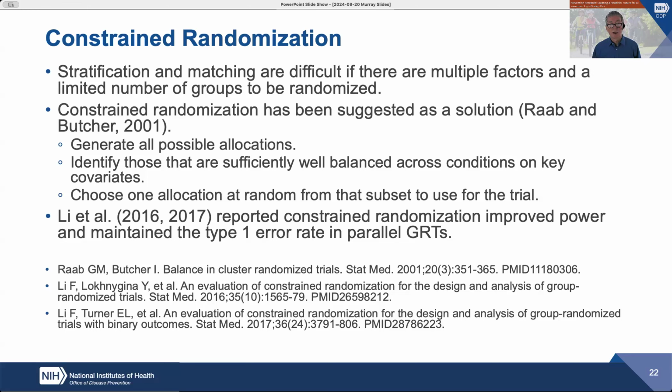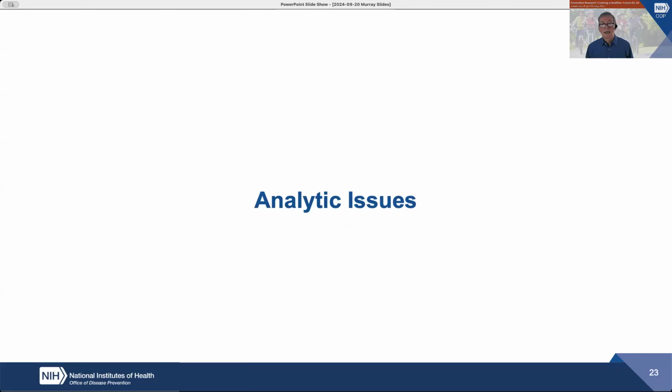Fan Lee published a couple of papers, 2016-17, that describe this process and show that constrained randomization can improve power, and maintains the type 1 error rate in parallel group randomized trials. So this is a strategy that I recommend. In the parallel group randomized trial, it's before randomization to arms. In the step wedge design, it's before randomization to sequences. That's the end of our discussion of design issues, and the next topic that we're going to take up is analytic issues.